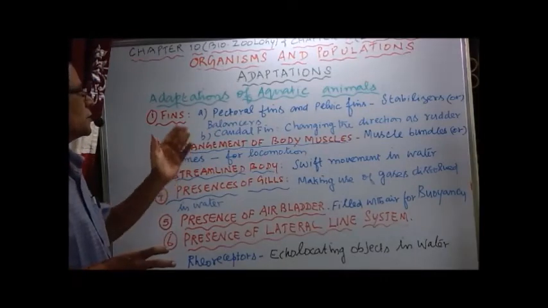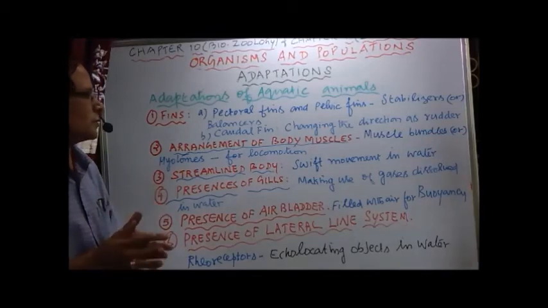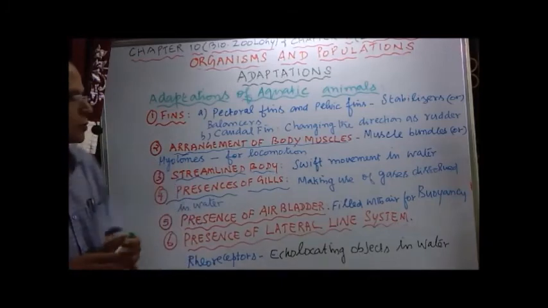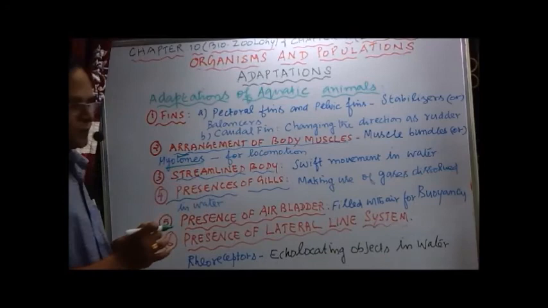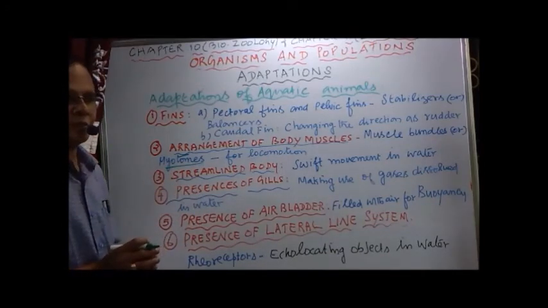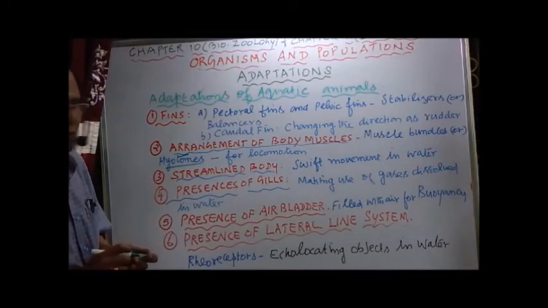The next one, arrangement of body muscles. The body muscles are normally found in the form of muscle bundles, and such muscle bundles are called myotomes. These myotomes are used for the movement of the body in different directions. So with the help of myotomes, the animals, particularly the fishes, move from one place to another.